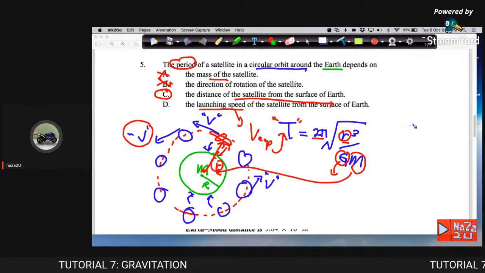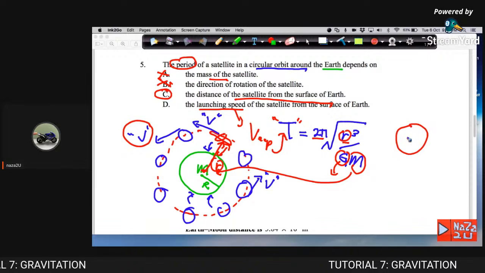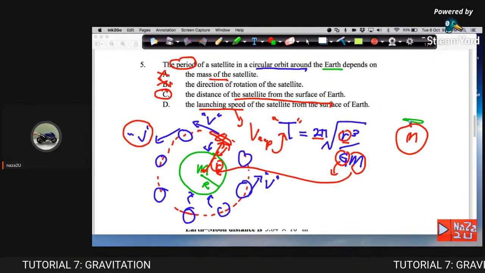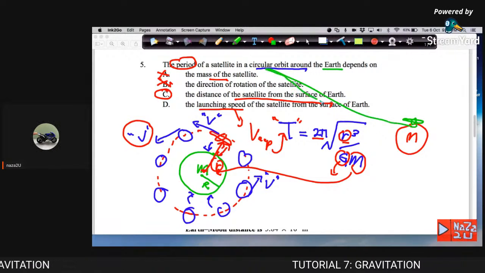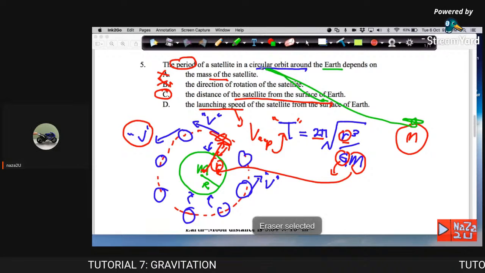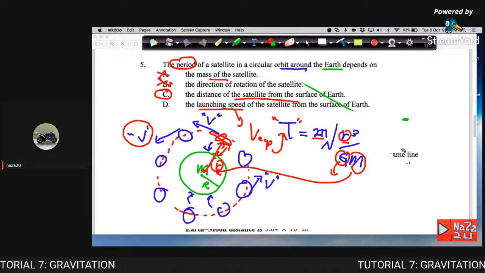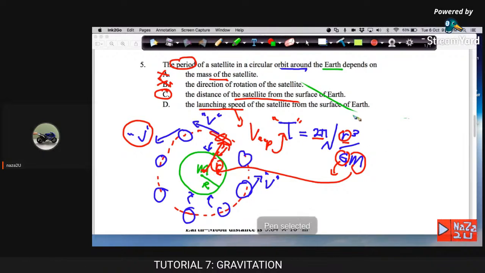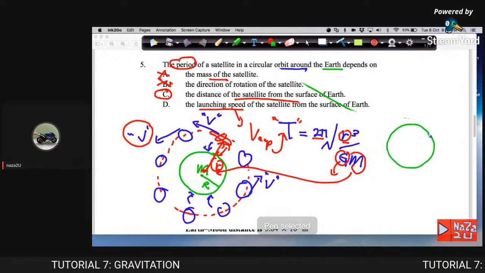Okay, maksudnya cerita first, ini katalah kita di bumi kita, okay, bumi, mass bumi, dan kita ada satu satellite yang kita nak hantar ke ruang angkasa. So kita kena, sorry, saya potong dulu. Okay. Right. So we have this is the Earth.